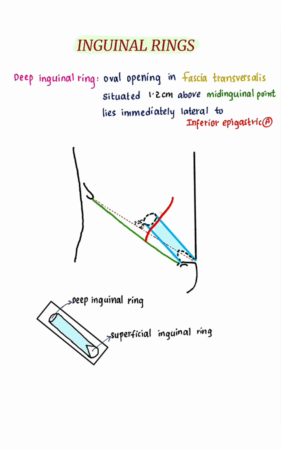It lies immediately lateral to inferior epigastric artery. This is inferior epigastric artery, lateral side. Deep inguinal ring lies immediately lateral to inferior epigastric artery.